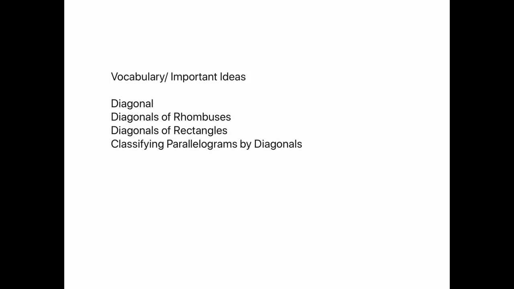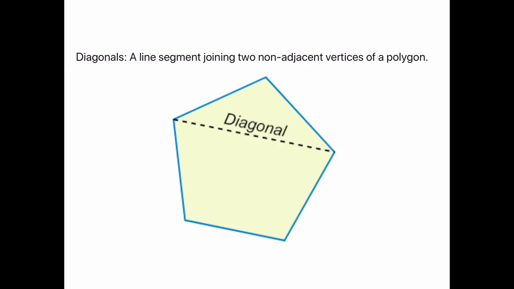This is the vocabulary and important ideas that you need to include in your notes that we're going to cover today. To begin with, we want to go over what is a diagonal. A diagonal is a line segment that joins two non-adjacent vertices of a polygon. They've given you one here, but there are several others. You could draw a diagonal here, here, and here. Anywhere that is non-adjacent and goes across the polygon is a diagonal.